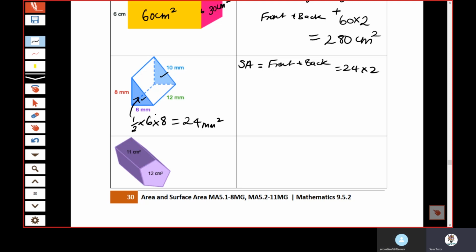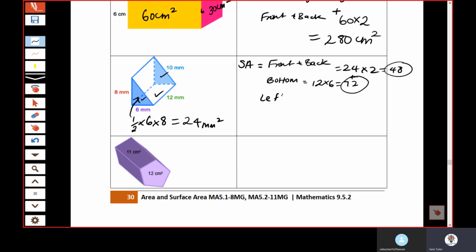Now, let's do the bottom. There is no top, right? There's no top there. So let's do the bottom. What would the area of the bottom be? 12 times 6. And that gives me 72. So that answer, which is 48, plus 72 so far. Are you okay with that? And then again, I like to tick it just so I know it's done. So the bottom's done.